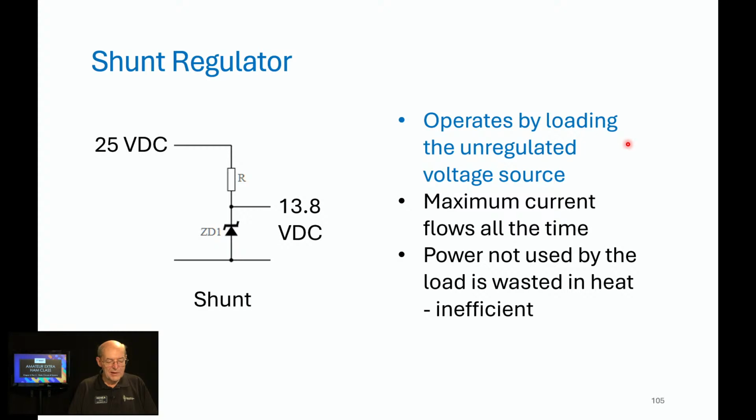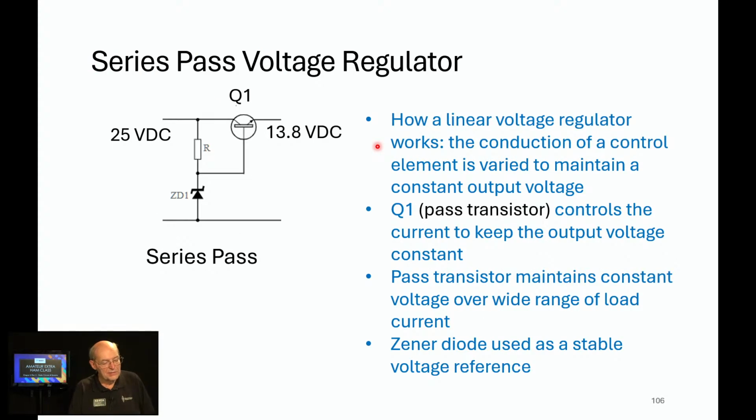So the key to remember is the blue text here. Maximum current flows all the time, very inefficient. Power not used by the load is wasted in heat over here. So just this one fact you need to know about the shunt regulator. Everything else is going to be about the series pass voltage regulator.